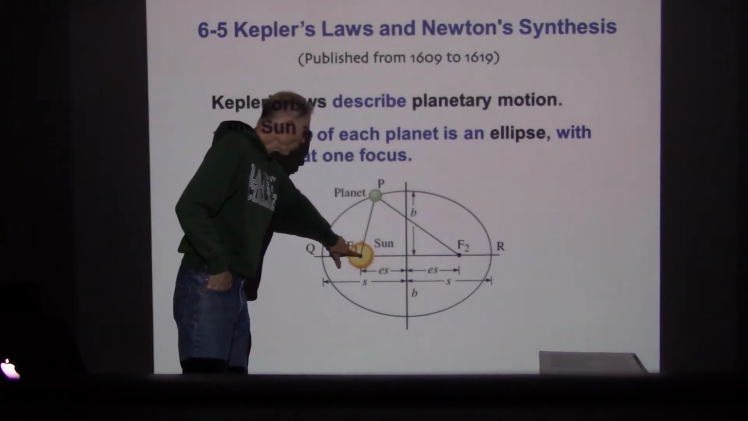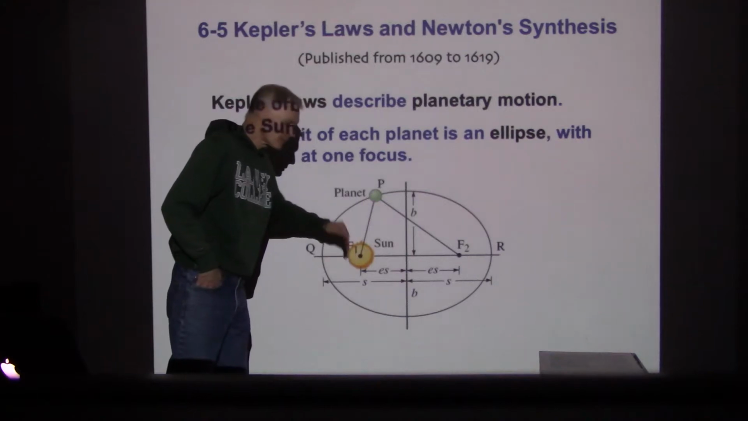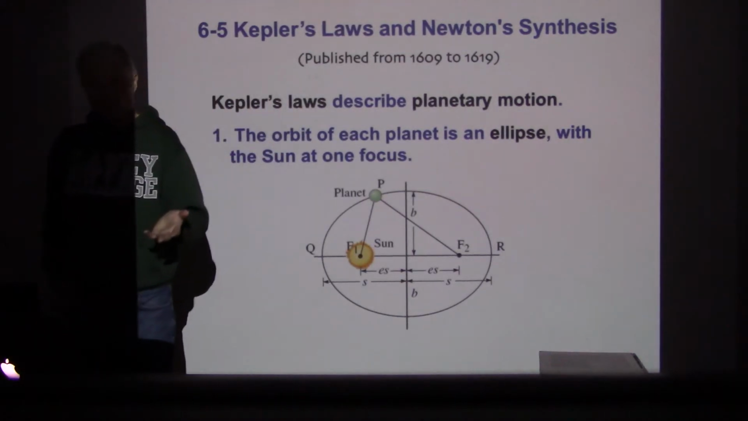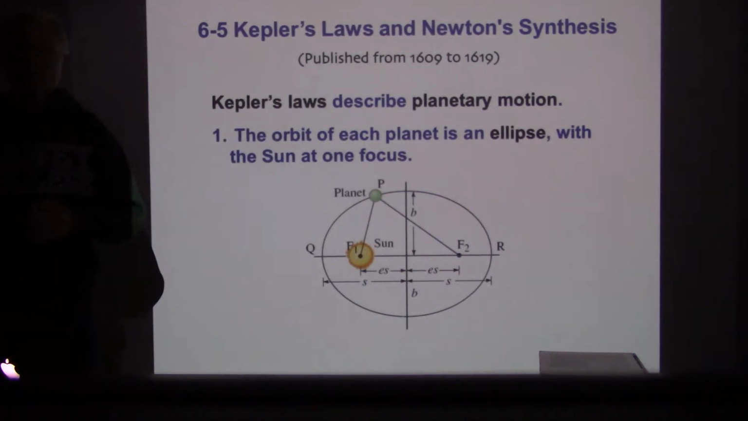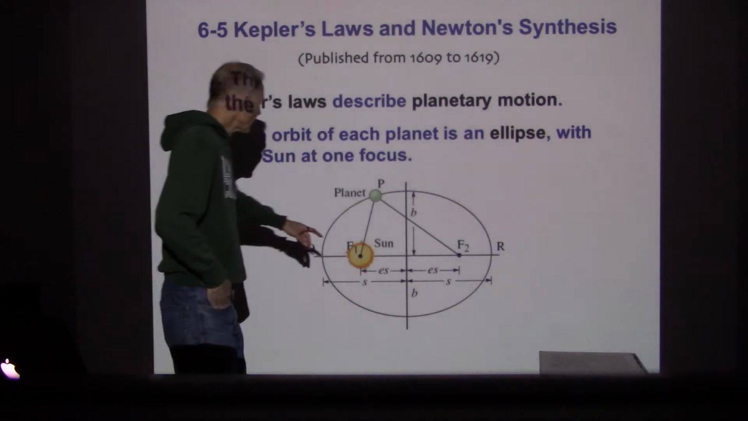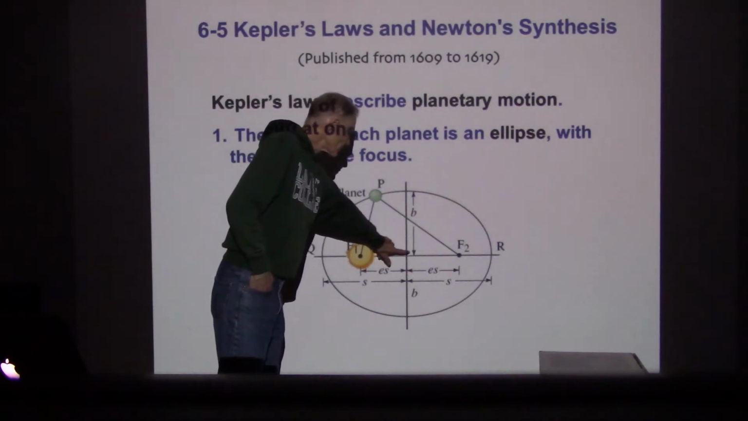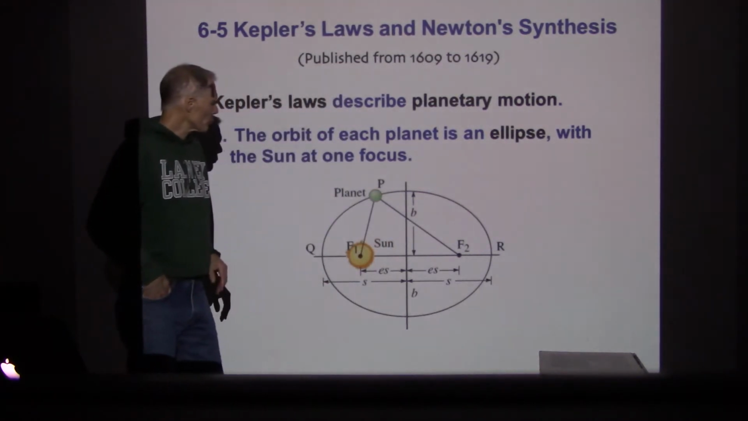Now, in orbital motion, planetary motion, the sun is at one of the focuses. It's not at the center of the ellipse. If something's orbiting the Earth, same thing. The Earth is at one of the focuses, not at the center. So that's the first thing to realize.